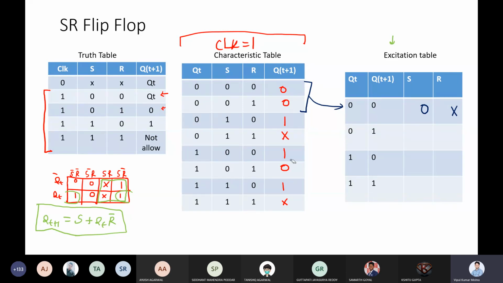Now let's look into the second combination, when Qt is 0 and Qt plus 1 is 1. What are those combinations? Qt is 0. Let me take another color. So this one. Any other combination when Qt is 0 and Qt plus 1 is 1? No, sir. So we have only one combination. So you can simply fill the S and R values. S value is 1, R value is 0. Got it?